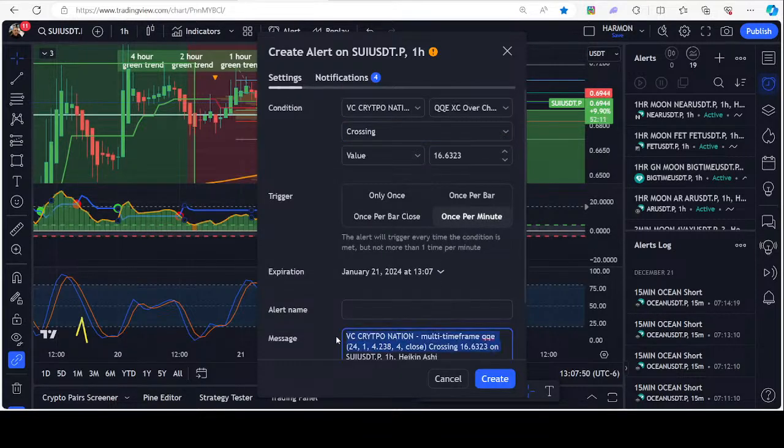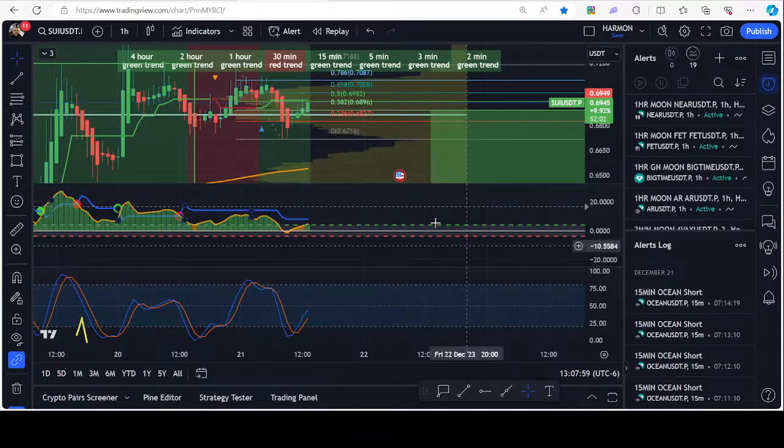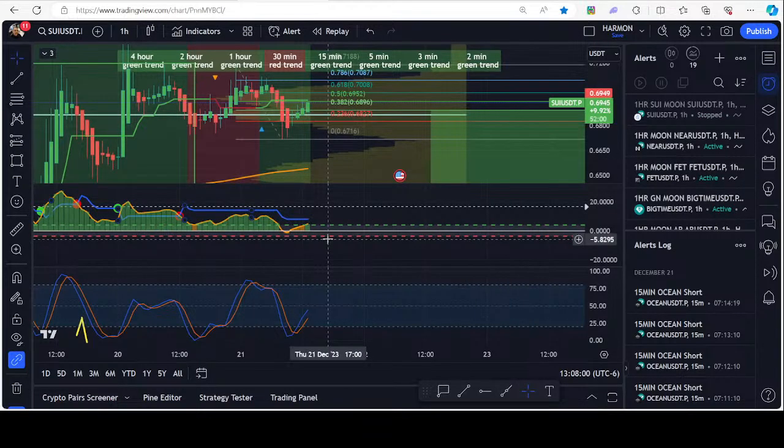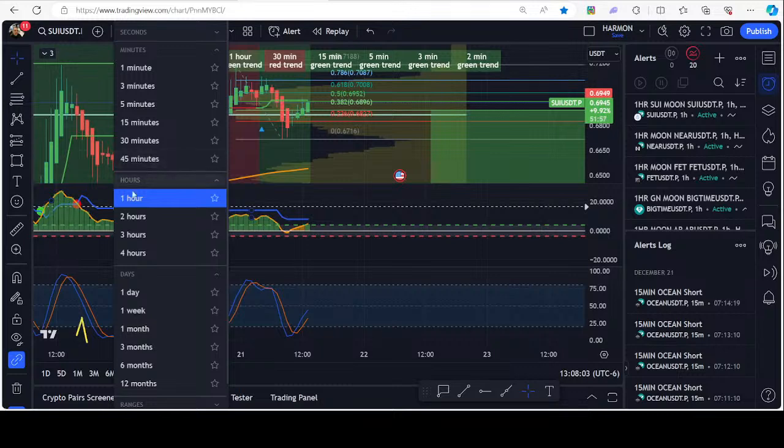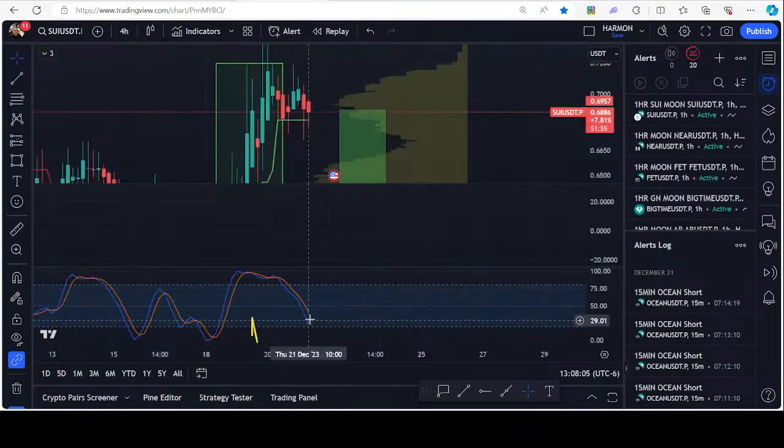So I'm going to put this on here. 1 hour Sue. Okay, we'll create that. So when we get the alert, we can take advantage of it, right? But Sue looks like a good long, right? So next, all you got to do is slide down to your 4 hour RSI.